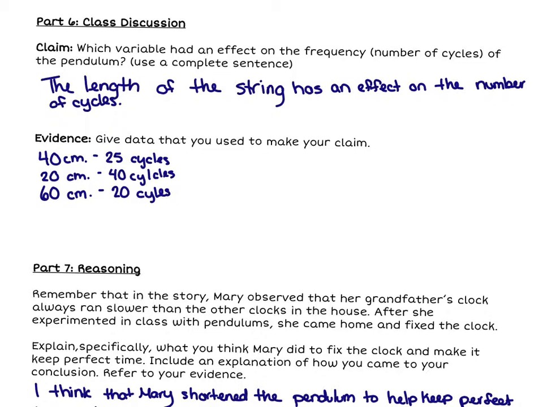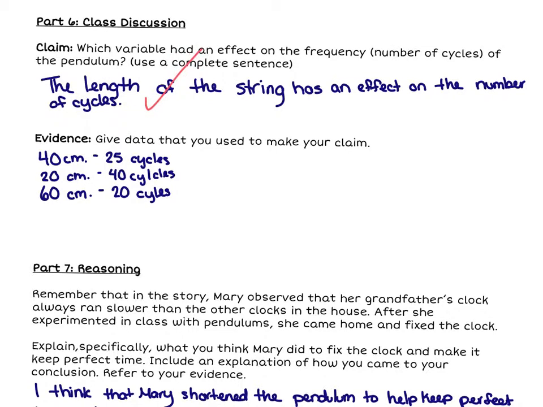So beginning with the claim, the student makes the correct claim that the length of the string has an effect on the number of cycles. And basically in this lab, they're looking to see which variable could affect the speed of a pendulum swinging back and forth. So the claim, I would say, would be correct.